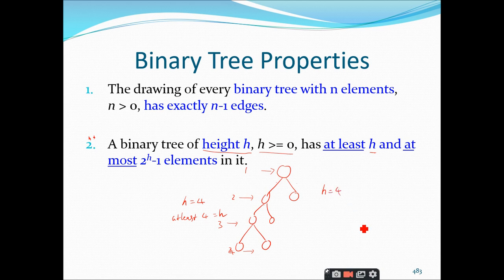4 or not? 4, sir. 4 only, sir. Now tell me, what is the at most number of nodes? At most means, as I told, that every node should have 2 children, right? So how many nodes are there? 1, 2, 3, 4, 5, 6, 7, right?